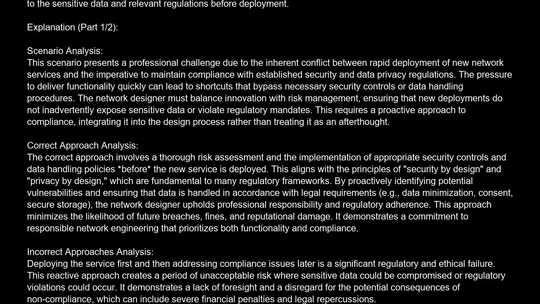Incorrect approaches analysis. Deploying the service first and then addressing compliance issues later is a significant regulatory and ethical failure. This reactive approach creates a period of unacceptable risk where sensitive data could be compromised or regulatory violations could occur. It demonstrates a lack of foresight and a disregard for the potential consequences of non-compliance, which can include severe financial penalties and legal repercussions.